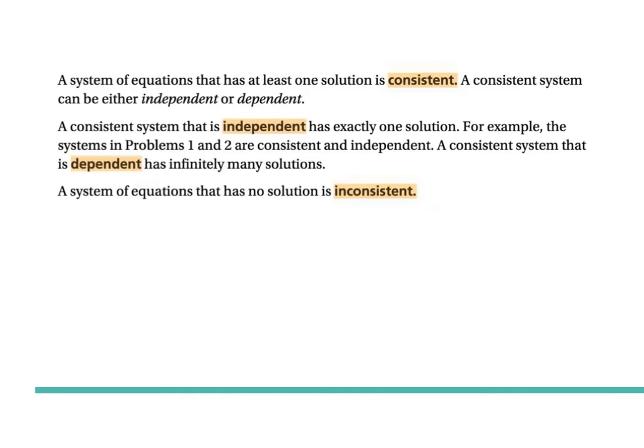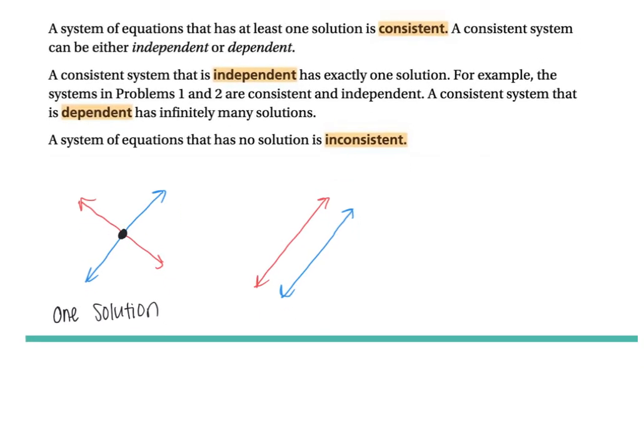Okay? So down below, I want you to draw three images with red and blue lines. This first one has exactly one solution, the black mark. It crosses at exactly one point, so we're going to have one solution there. The next one, will these lines ever cross? No. Why? They're parallel. When the lines are parallel, they will never have a solution.